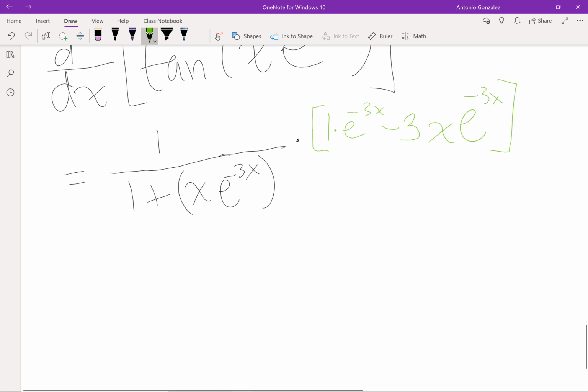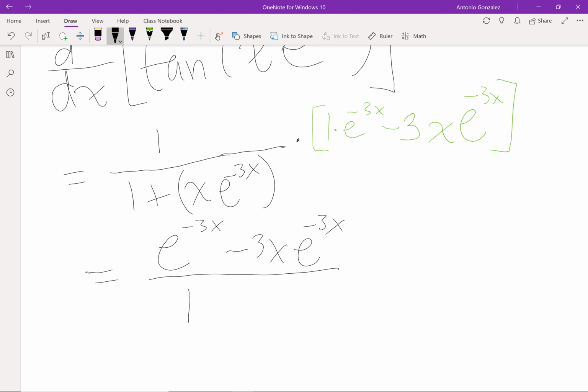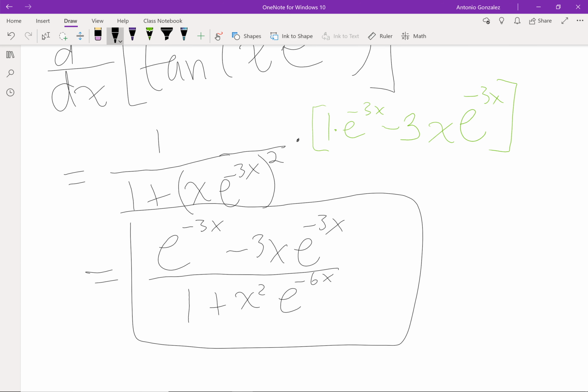All right. And now we have, let me clean this up a little bit here. e to the negative 3x minus 3x e to the negative 3x all over 1 plus, one thing I forgot up here, squared. All right, and then x squared, multiply the exponents here, e to the negative 6x. All right, and that would be our final answer there.